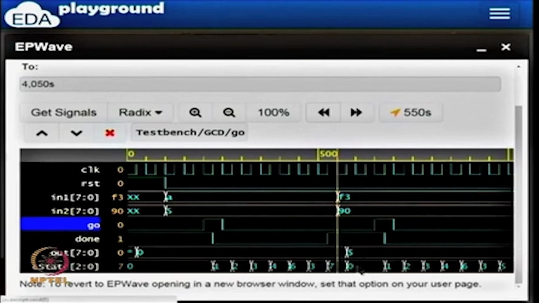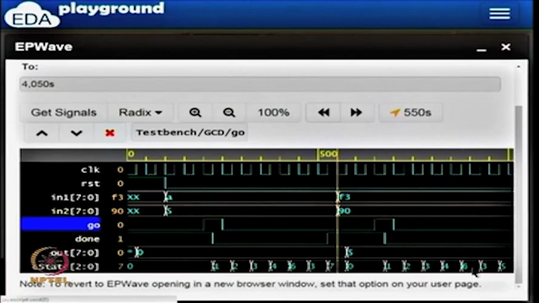So, at this point we are giving 243 and 144 as inputs. So, 243 is greater than 144. So, 243 minus 144, that is done here, right. So, 243 minus 144 is 99. So, it goes to state 4 and state 6.